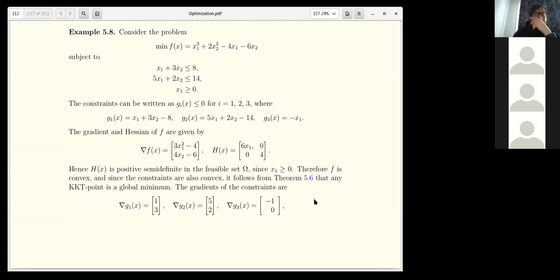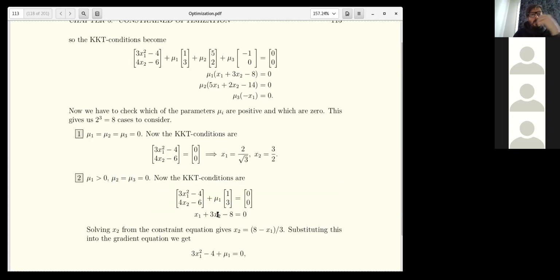Now we can use theorem 5.6 to say that any KKT point is a global minimum, because these constraints are convex. These are linear constraints, so they're convex. We can look at these. The gradients of these constraints are fairly easily constructed. I hope you did this.